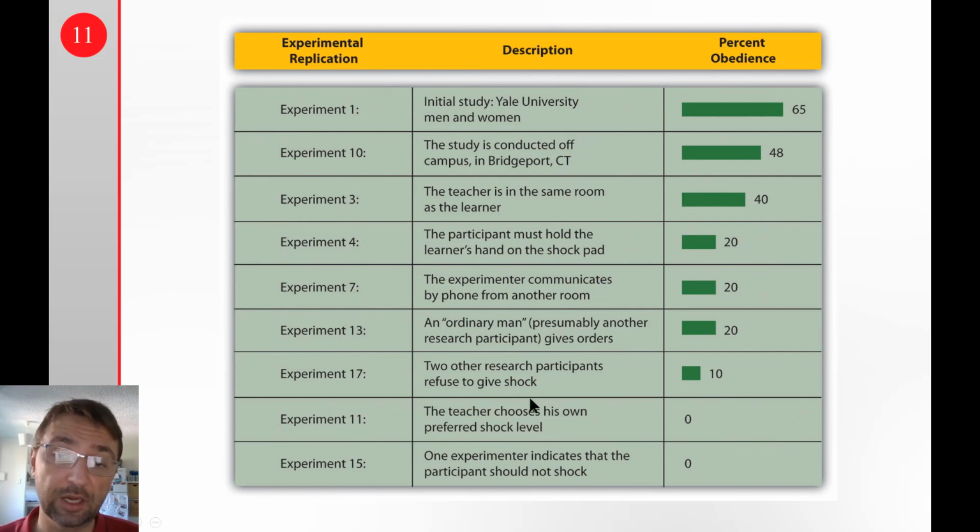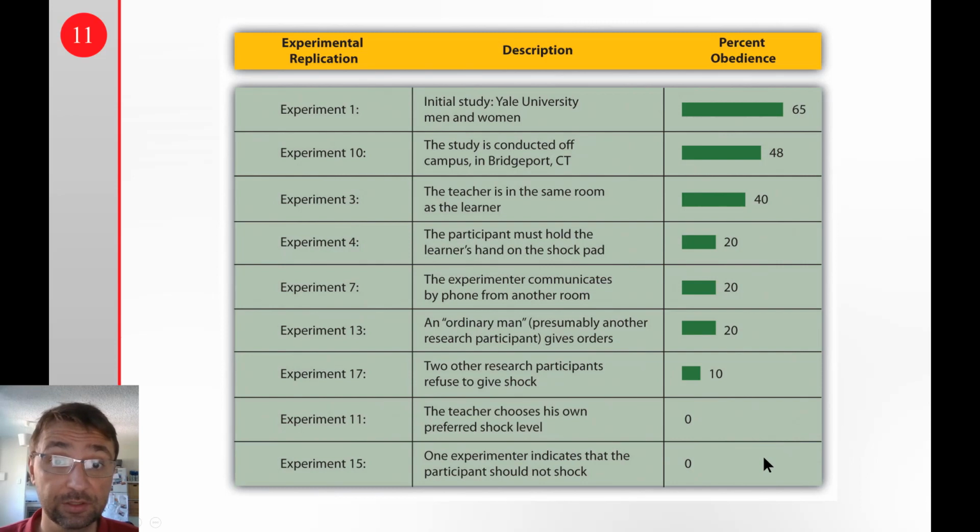They go on up to situations where the teacher chose the preferred shock level, or the experimenter indicates the participant could not shock. What it shows is that depending on the social conditions, the amount of obedience changes a hell of a lot. These represent later situations where there are less rigid and authoritative, or less reputable, forms of authority, and as there are less reputable forms of authority, the percent of obedience goes down.